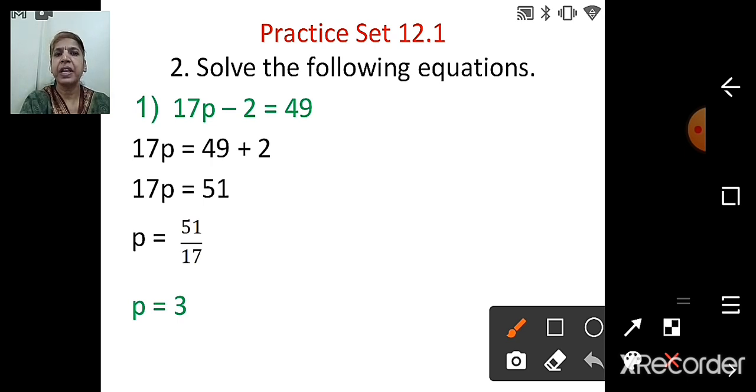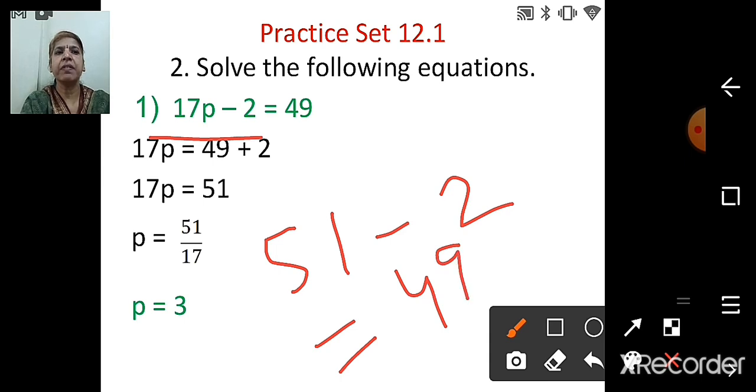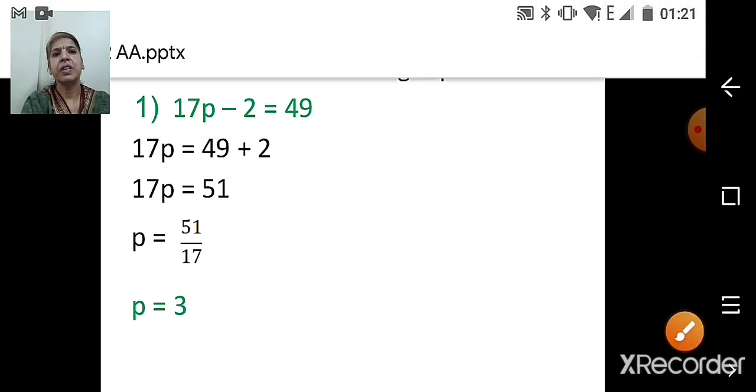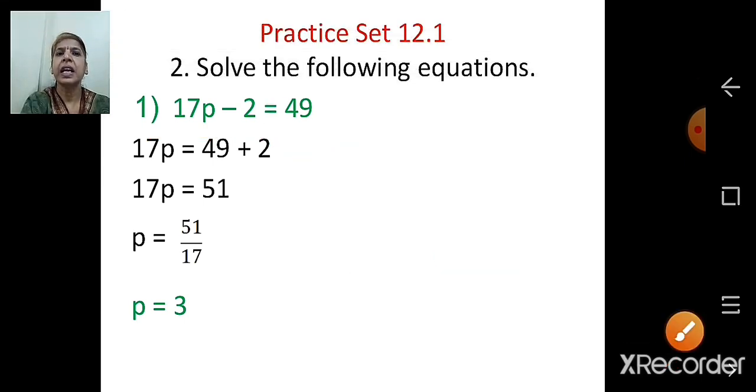Now for verification, what you are going to do? You are going to substitute the value of p as 3 in the left hand side. So 17p, it is 17 into 3. 17 threes are 51. 51 minus 10 is 41. And we have got the answer 41. It means our solution is correct. Answer is p is equal to 3.